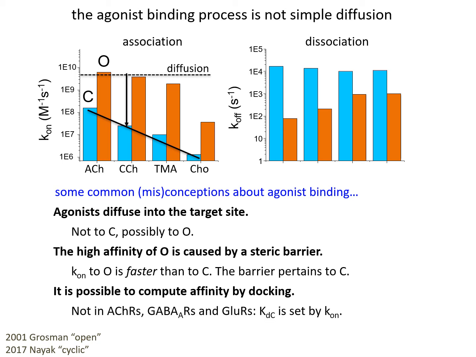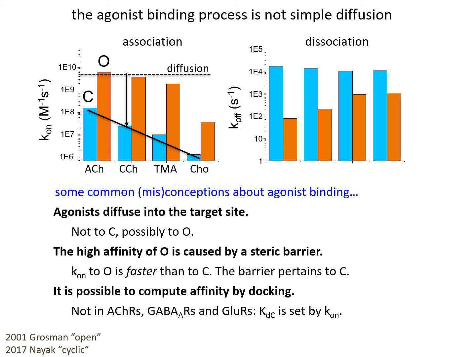But this cannot be used for acetylcholine receptors, GABA receptors, glutamate receptors, because KDC, the equilibrium dissociation constant to the closed state, is set by K on. On the right-hand side is that for C, the blue bars for closed channels are approximately the same for all agonists. So you can dock away, but the off rate stays the same for all these different agonists. So I think that may work for other receptors and other agonists, but not for the ones listed down there.